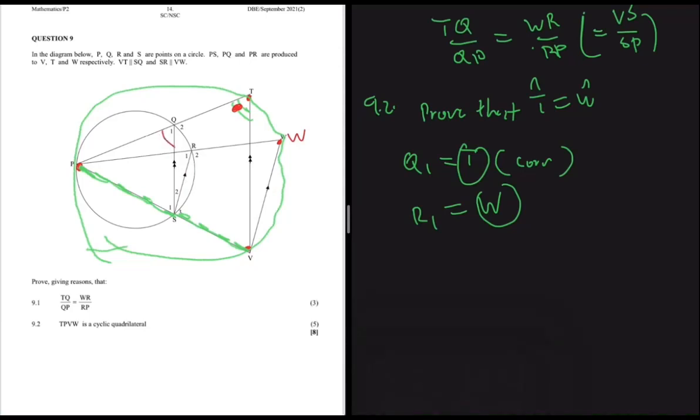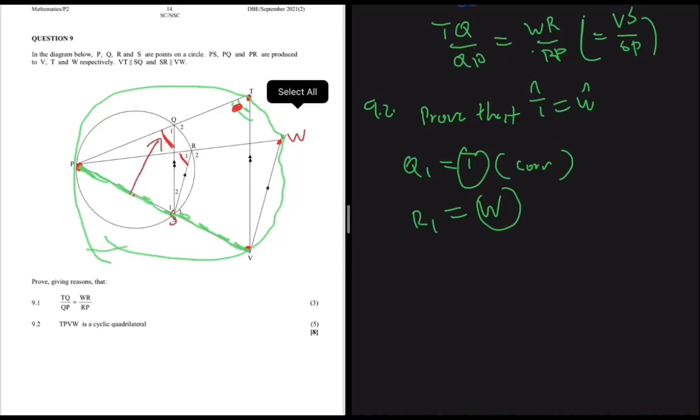So we have Q1 here, and we're saying that it must be equal to R1, right? And indeed it is, because PS subtends Q1 and it subtends R1, right? So now we can say that Q1 is equal to R1 because they are in the same segment, right?